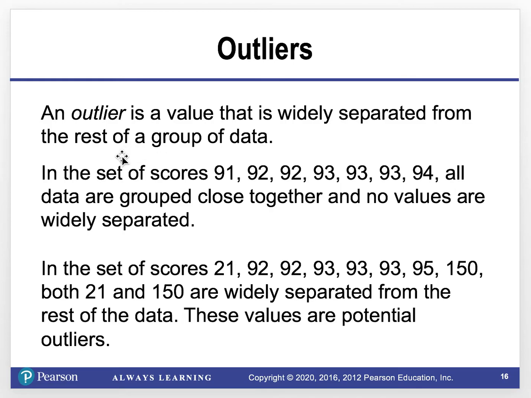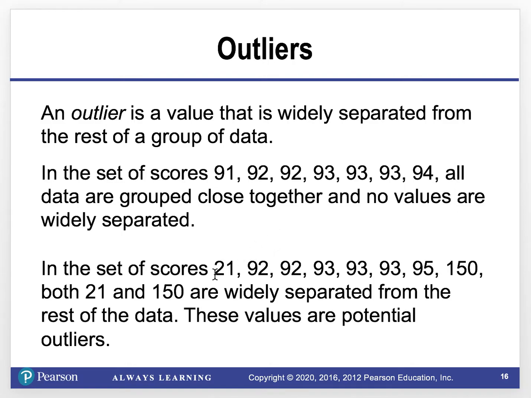Okay, an outlier. Now remember we talked about outliers before and we said we'll discuss them in more detail later. So an outlier is a value that's widely separated from the rest of a group of data. So for example, look at this set of scores: 91, 92, 92, 93, 93, 93, 94. All of these are grouped close together, and so no values are widely separated.